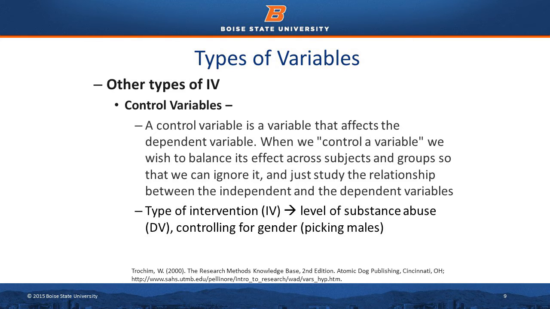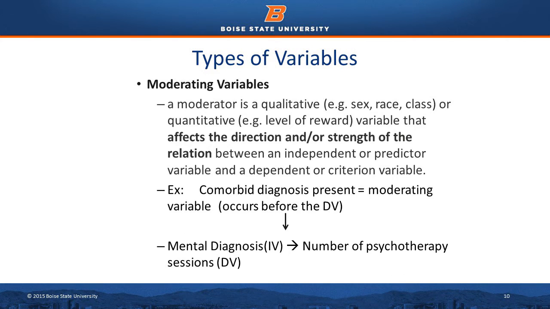For example, if we held constant the variable of gender, just looking at males, we could examine the relationship between age and optimism in males only. Now this is where it gets tricky, so don't get discouraged. A moderating variable is a variable that affects the strength of the relationship between a dependent and independent variable.